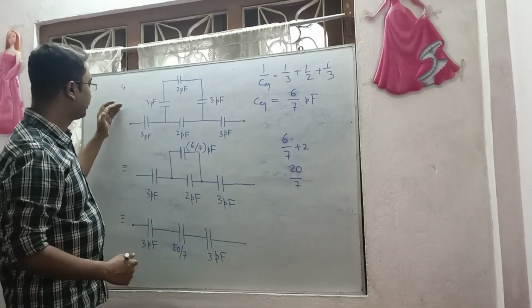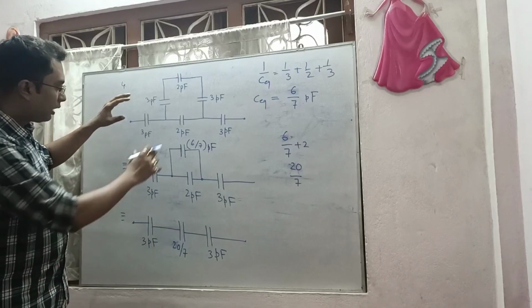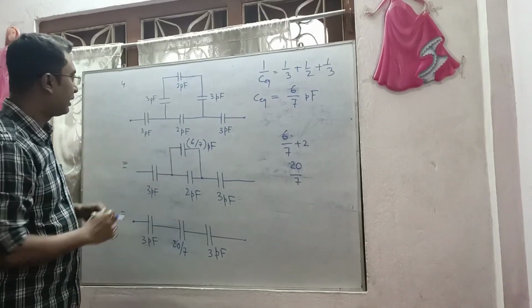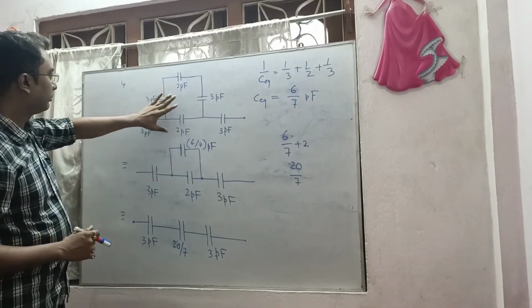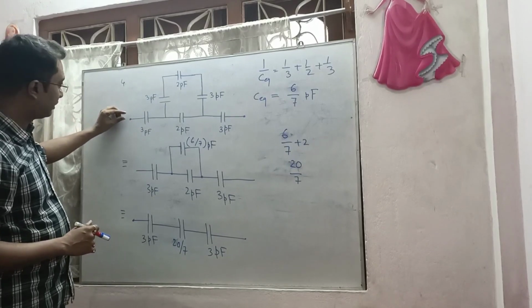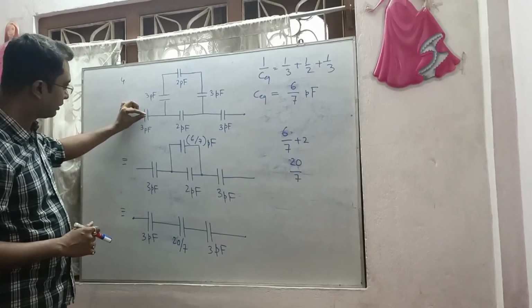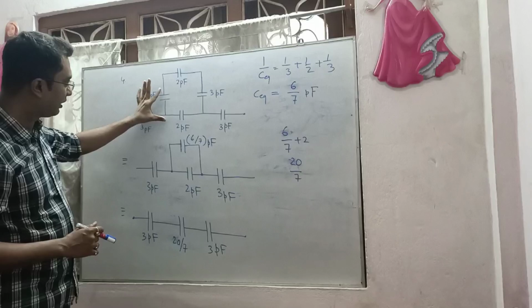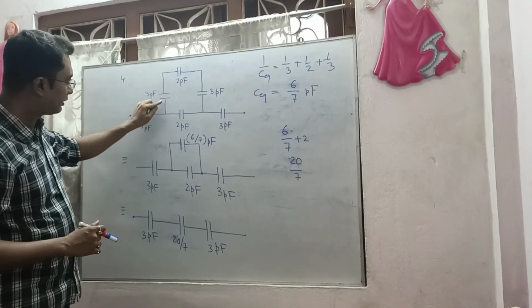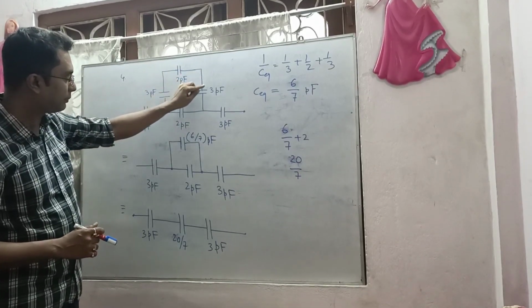Now let us see question number 4. Here I have done the steps to save time. Now you can see in this problem, let us imagine the current is flowing into the combination here, and then the current will divide into two parts. Now this current will flow through these three capacitors.